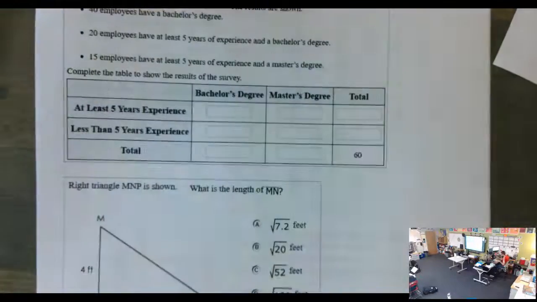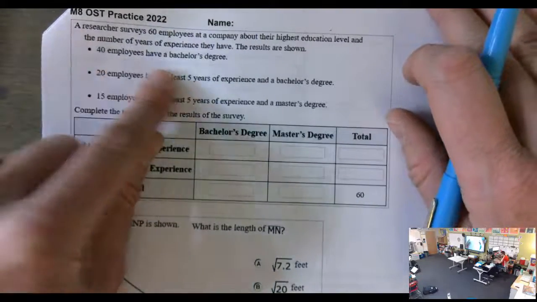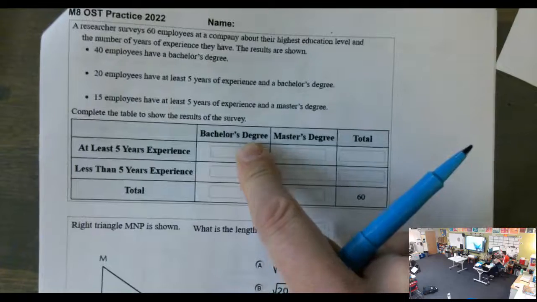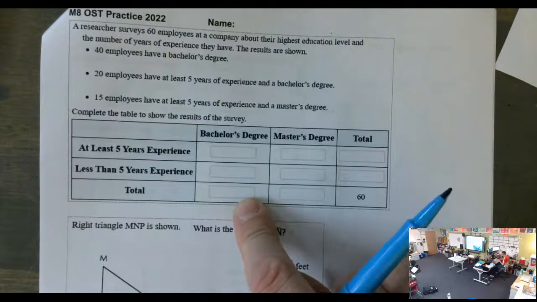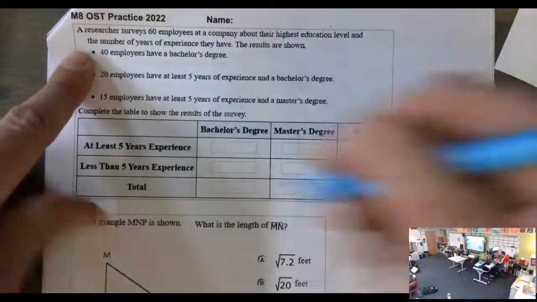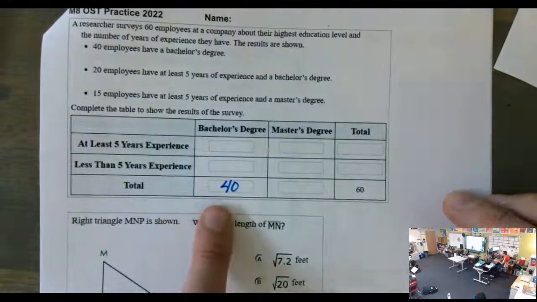Did you find it? So, coming here to fill in this table, 40 employees have a bachelor's degree. Where would that go? Under bachelor's degree in the total, right? Because it says 40 employees have a bachelor's degree. So that 40 would go down here.